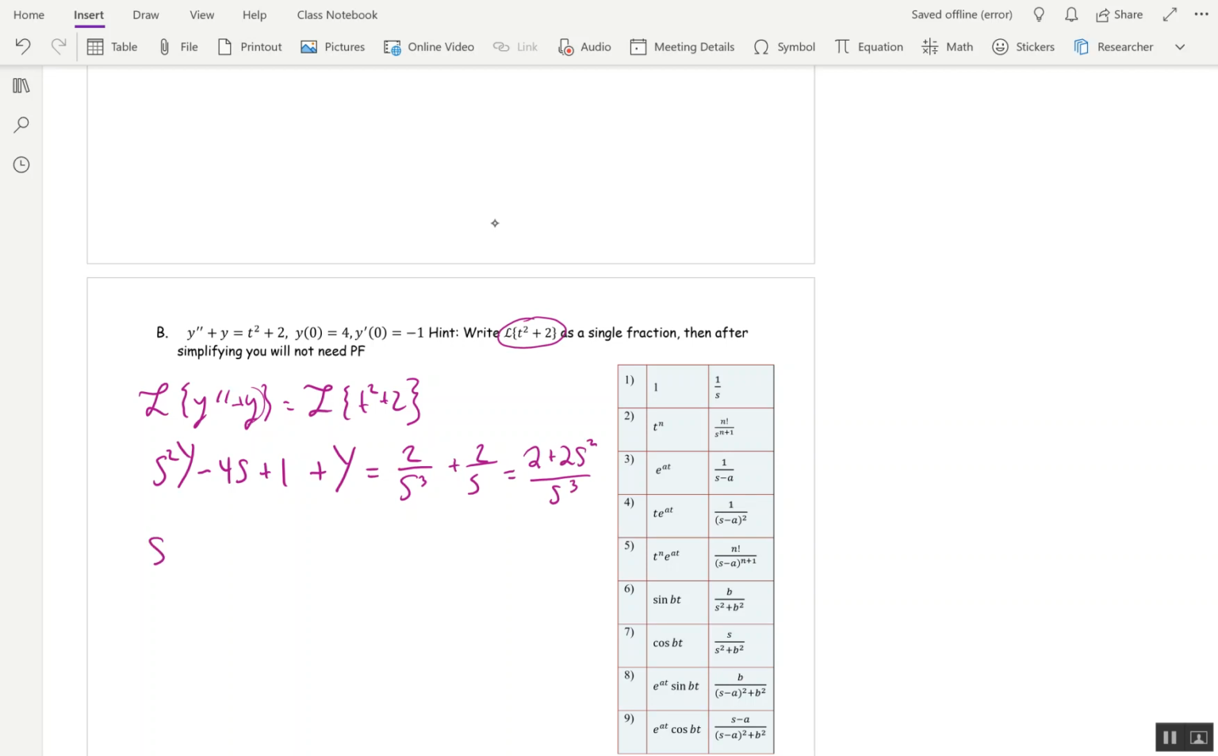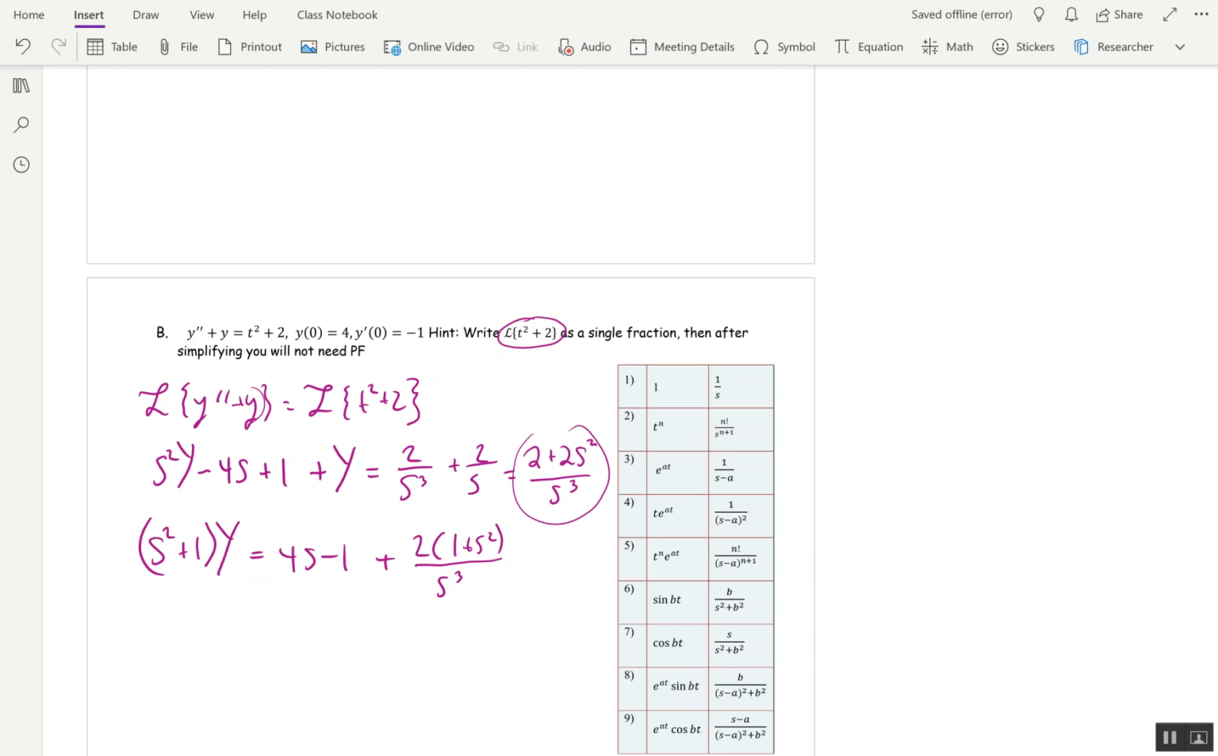On the left, I've got s squared plus 1. I want to collect all the terms that have a big Y in them, and then take terms without a big Y and move them to the right. So 4s minus 1 plus, I'm going to write this fraction as 2 times 1 plus s squared over s cubed.